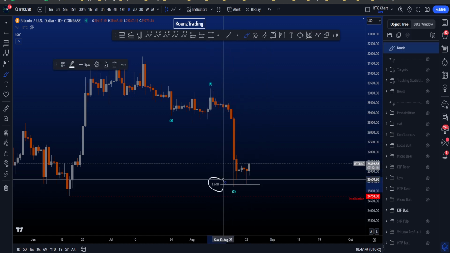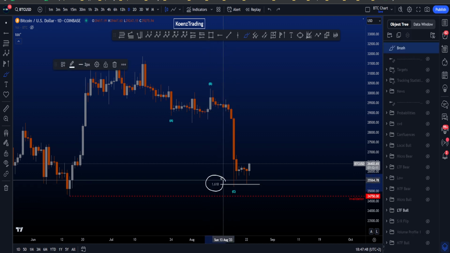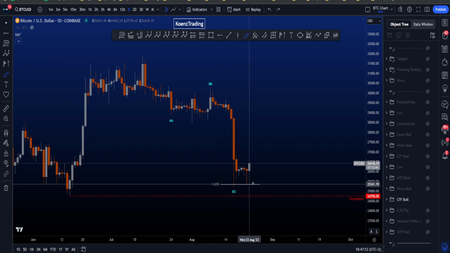Now, the 1.618 is a rare target for a wave C, but a common target for a wave 3. So that is something we have to keep in mind. However, nonetheless, it is a target for a wave C.